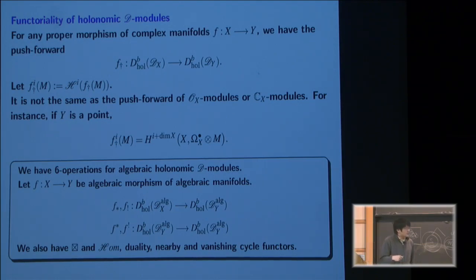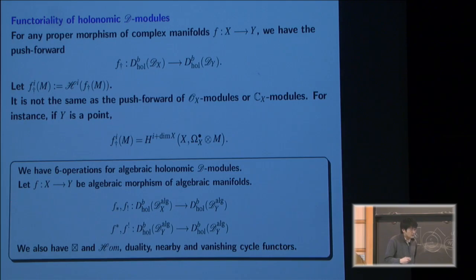So, for instance, if we are given some holonomic D-modules, by applying these functors, we can construct many new holonomic D-modules. And in particular, we have a subclass of algebraic holonomic D-modules called those of geometric origin, whose objects are obtained from the structure sheaf of complex algebraic manifolds by applying these functors.